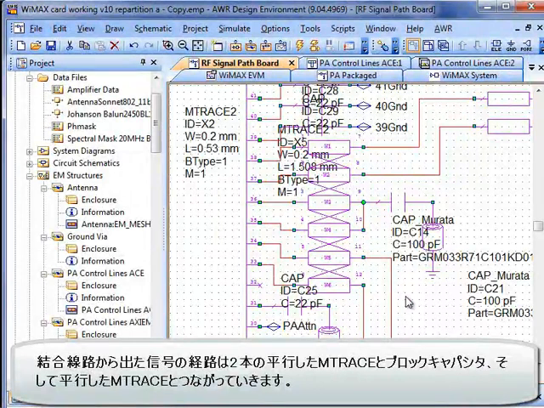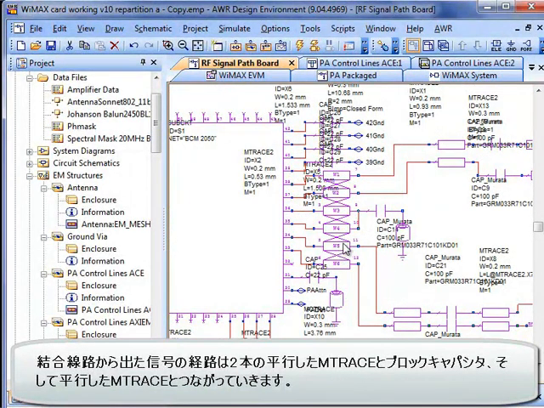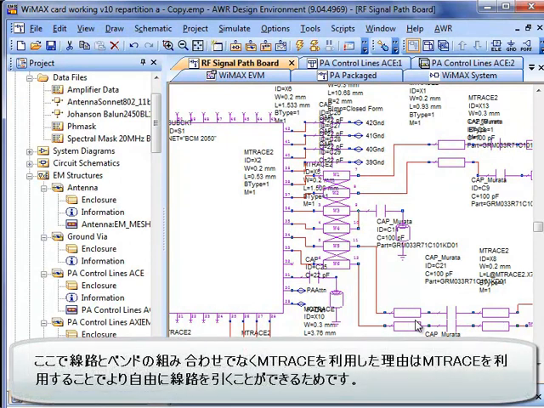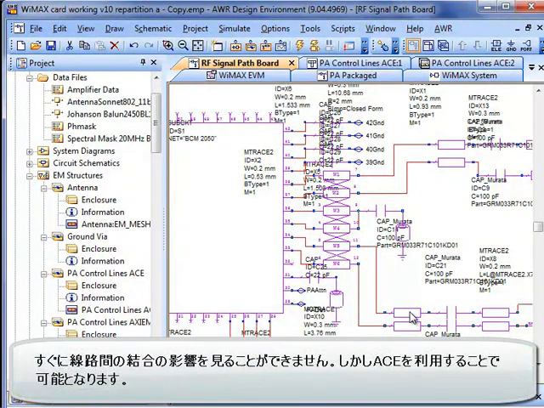Continuing further on our signal path, once I come off of the coupled line structure, I have 2 parallel MC traces, then I have 2 blocking caps, and then 2 more parallel MC traces. Now, this is the M trace over here, not the MC trace. The reason why I decided to use the M trace instead of tiling together lines and bends is because I want the freedom to be able to route these structures, and the M trace gives me that freedom because it's a fully routable line. What I'm obviously not going to be able to do immediately is capture the coupling between those lines, but I'm going to allow ACE to do that for me.